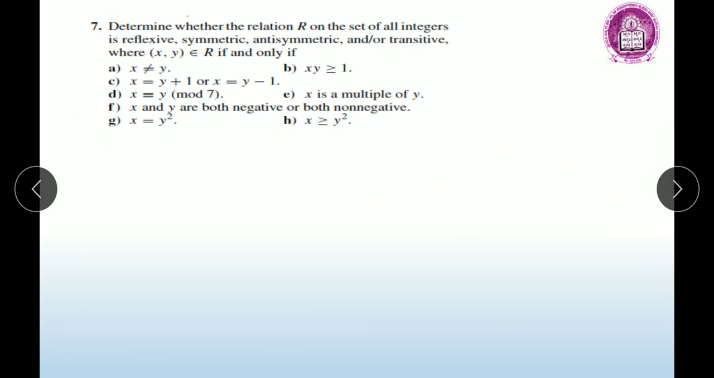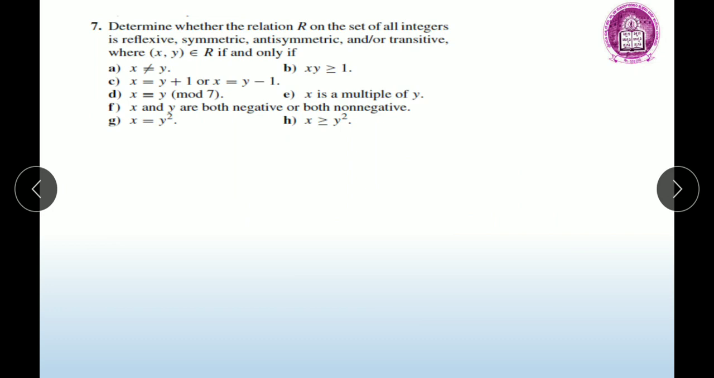Yes, let us see some exercise problems. I think you can work out these problems. I'll read the question for you. Determine whether the relation R on the set of all integers is reflexive, symmetric, antisymmetric, and/or transitive, where the ordered pair (x, y) belongs to R if and only if, the first relation, x is not equal to y. Let's just discuss this. x is not equal to y. Is it reflexive? Is x not equal to x? No, this is not reflexive.